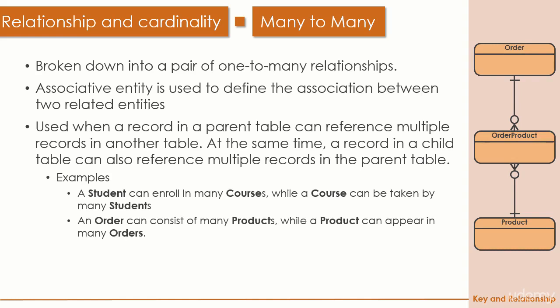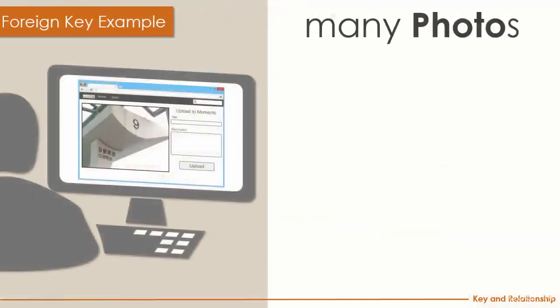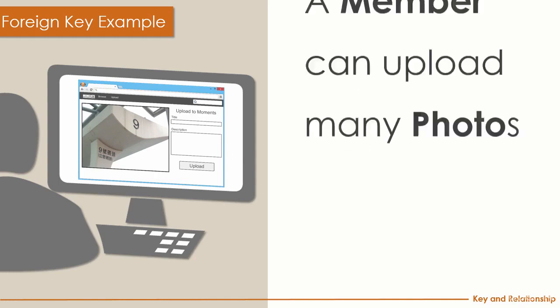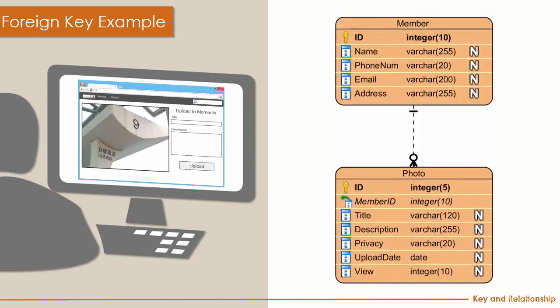Another example is the order can contain many products, while the product can also be added to more than one order. That makes sense. Otherwise, why would we need to have a separate order? Let's take a look at more examples about one-to-many. A member can upload many photos to our system. So we need a one-to-many relationship for the member and the photo.